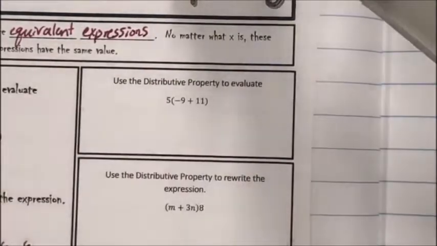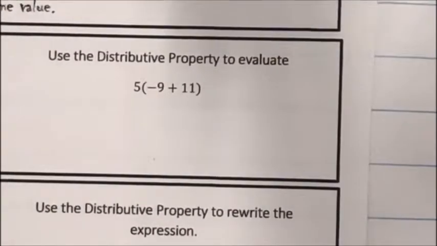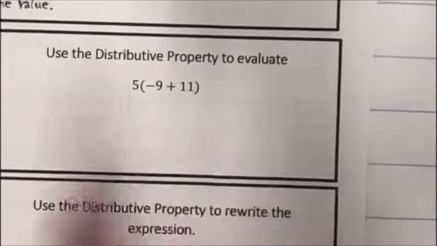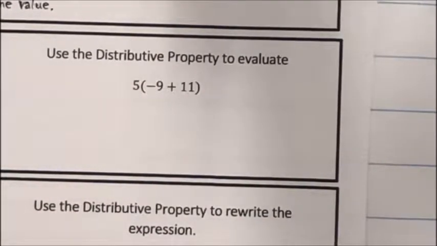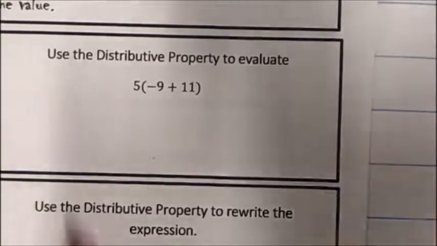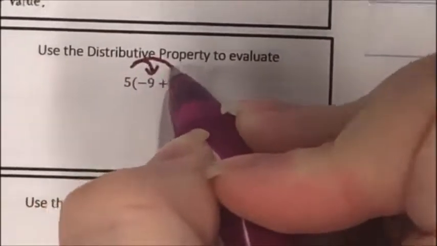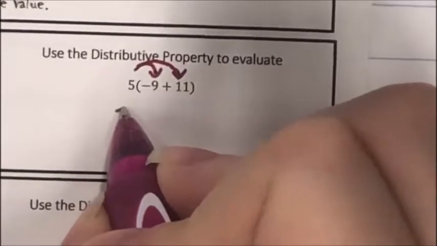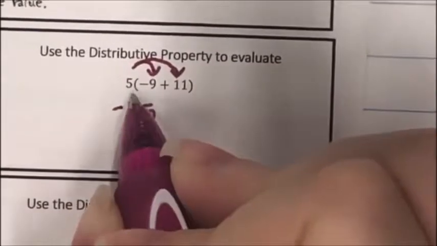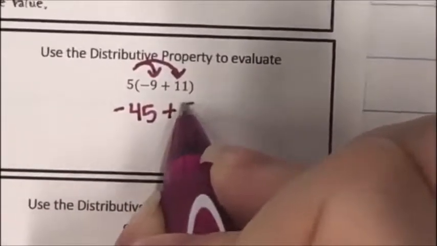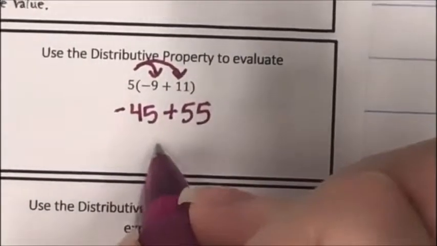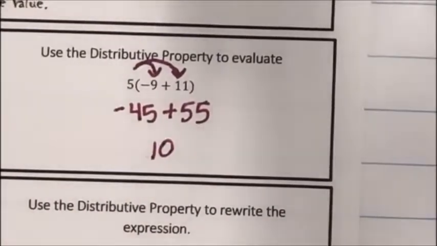So the first one says, use the distributive property to evaluate. So I have 5 times the quantity -9 plus 11. Since I'm using the distributive property, I'm going to take 5 and multiply it times -9 and 5 times 11. 5 times -9 gives me -45, and 5 times 11 gives me 55. -45 plus 55 gives me 10.